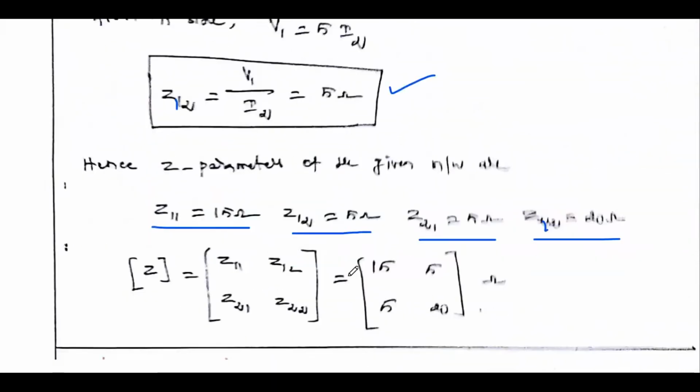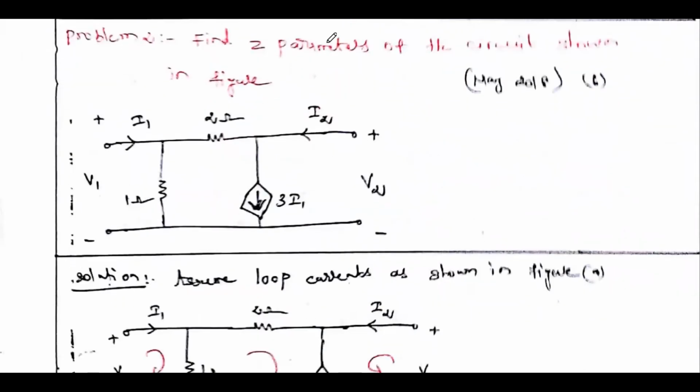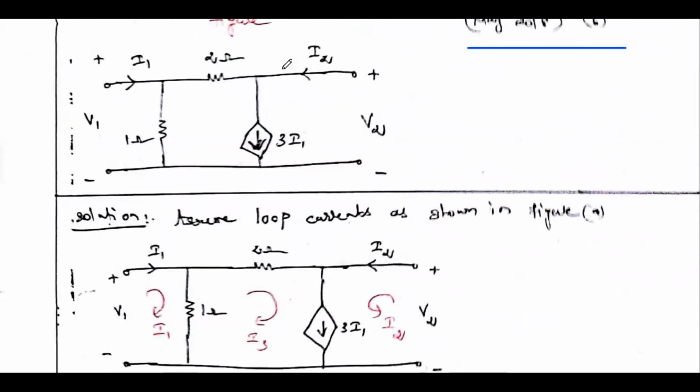Okay, and we are going to solve another example. It's a May 2018 problem. You see the question: find Z parameter of the circuit shown in figure. In this question there is a 1 ohm resistor, a 2 ohm resistor, and here you see a diamond symbol with arrow mark. This is the dependent current source. This dependent current source value is given as 3 into I1. So this current source value is 3 times the current flowing in the input port. This is the dependent current source.